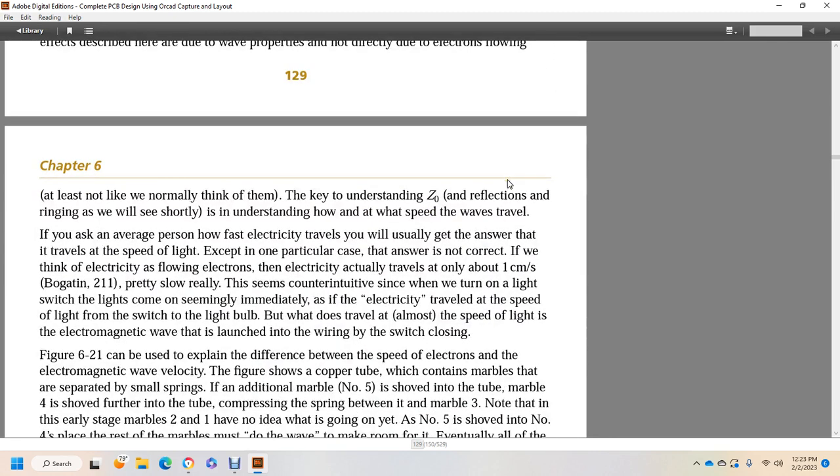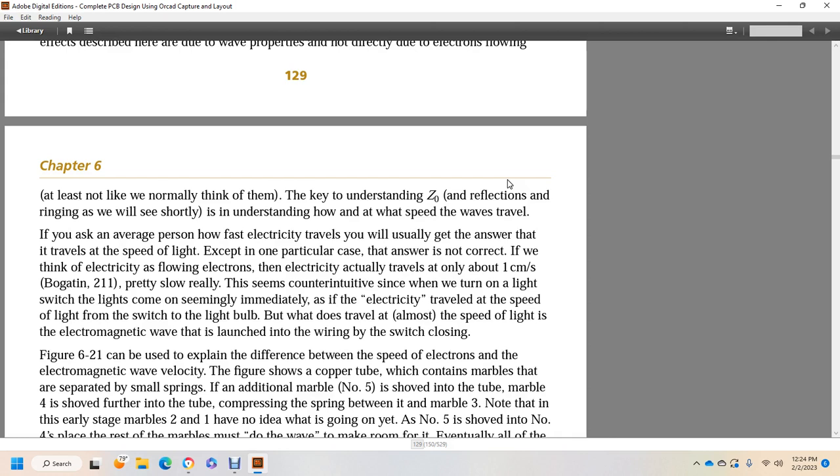If you ask the average person how fast electricity travels, you will usually get an answer of the speed of light. Except in one particular case, that answer is not correct. If you think of electricity as flowing electrons, electricity actually travels only about 1 centimeter a second. Pretty slow, really.